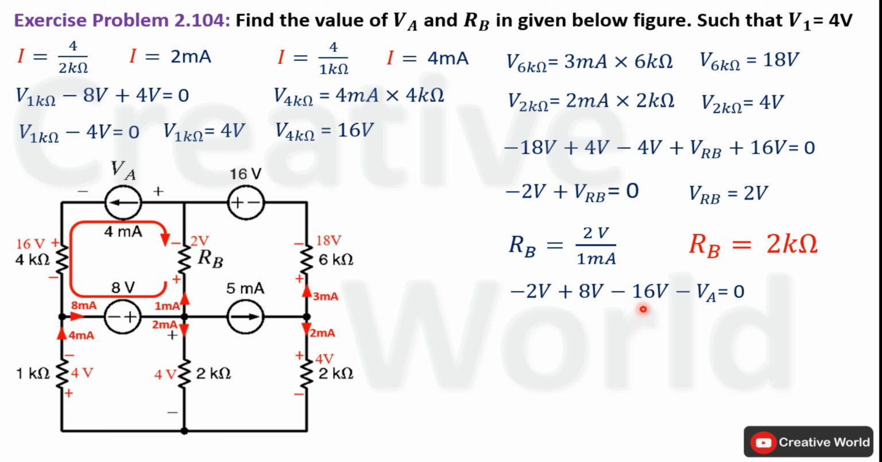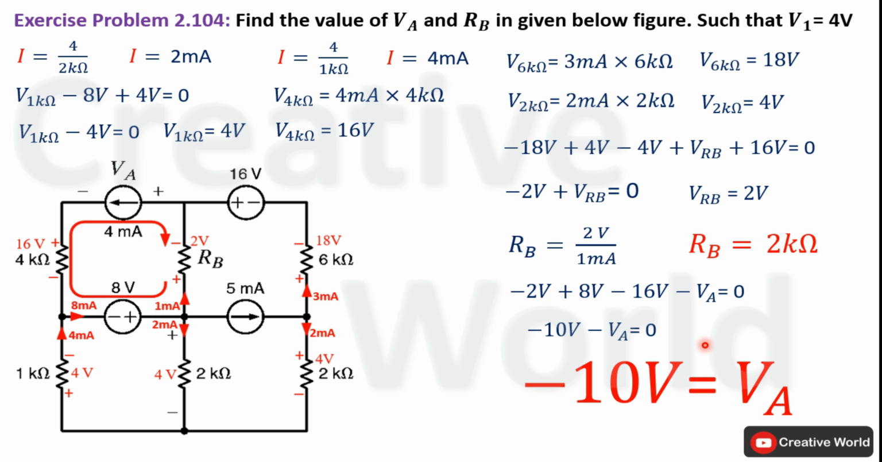Now add minus 16 volt and minus 2 volt together, it will become minus 18 volt, and add 8 volt in minus 18 volt, the answer will be minus 10 volt. Place this minus VA on the other hand side of equal to calculate its value. So the value of VA will be minus 10 volt.